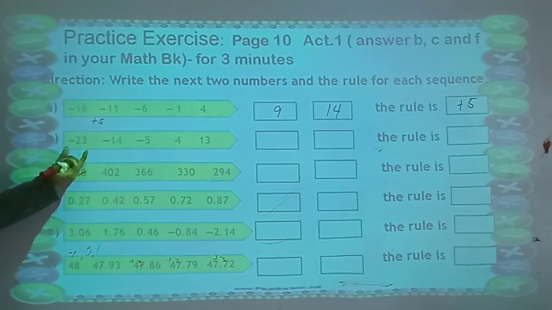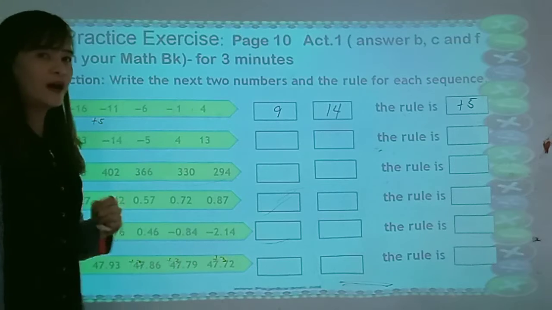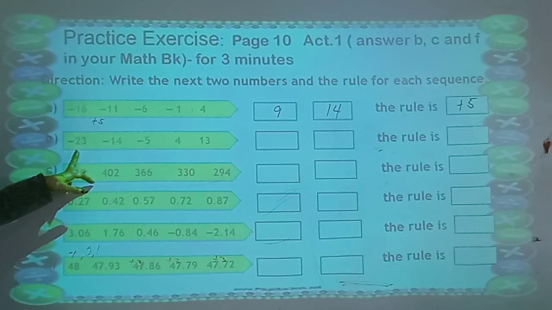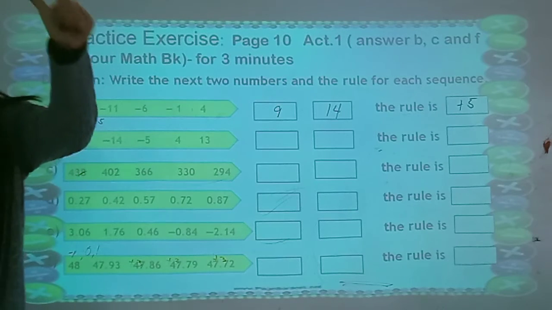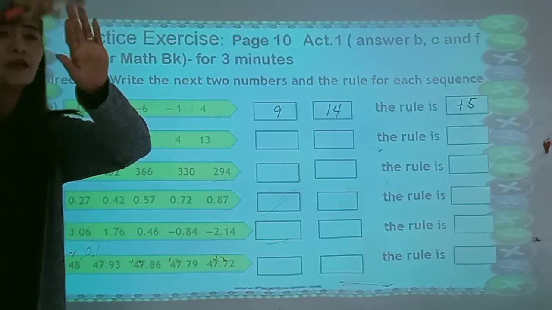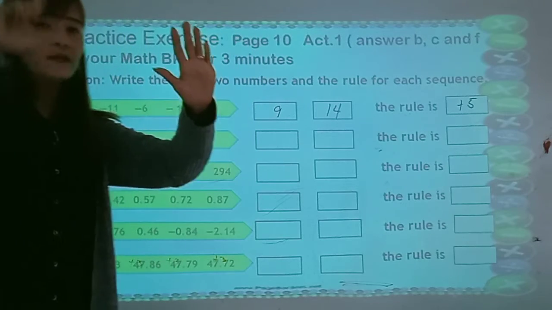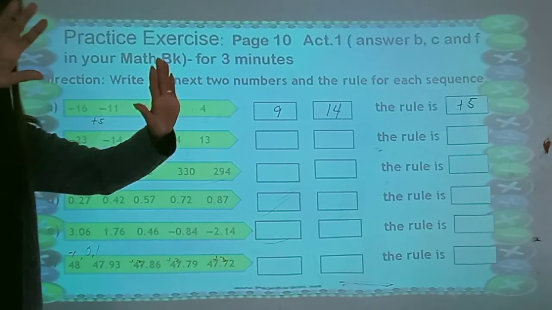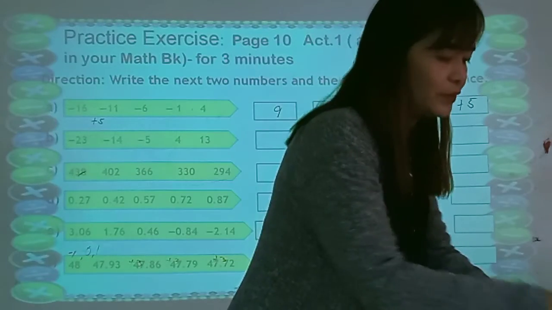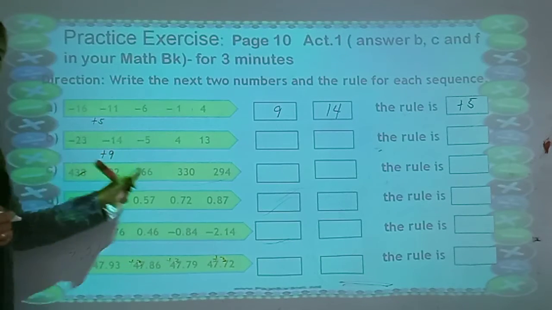In letter B, we have negative 23, followed by negative 14, followed by negative 5, 4, and 13. So what is the pattern or the rule that we are going to use? As you can see, this is negative 23, negative 22, negative 21, and so on up to negative 14. So what is the rule? We are going to add plus 9 in each sequence.